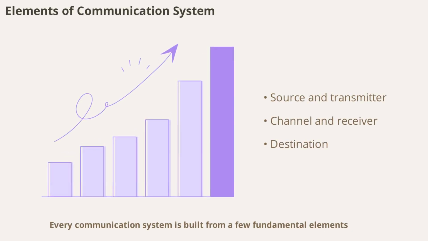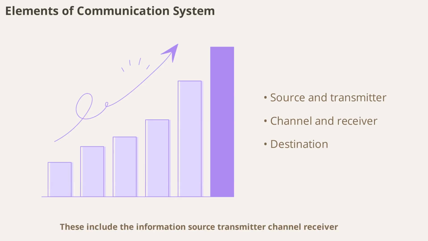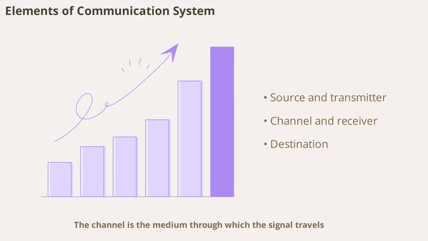Every communication system is built from a few fundamental elements. These include the information source, transmitter, channel, receiver, and destination. The information source generates the message, which is then converted into a signal by the transmitter. The channel is the medium through which the signal travels, and it can be anything from a wire to the air itself. The receiver captures the signal and converts it back into a message for the destination. Understanding these elements helps us appreciate how messages travel seamlessly across vast distances.